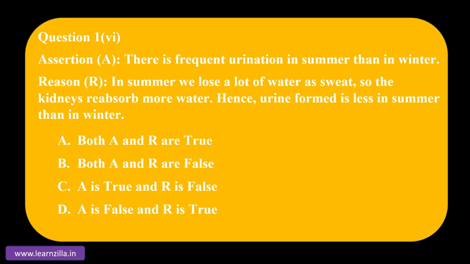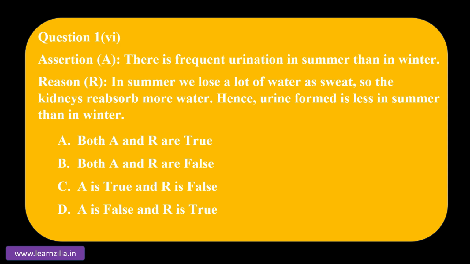Assertion says there is frequent urination in summer than in winter. The reason given is, in summer we lose a lot of water as sweat, so the kidneys reabsorb more water. Hence urine formed is less in summer than in winter. Option A, both assertion and reason are true. Option B, both assertion and reason are false. Option C, assertion is true and reason is false. Option D, assertion is false whereas reason is true. Which one is the right answer?